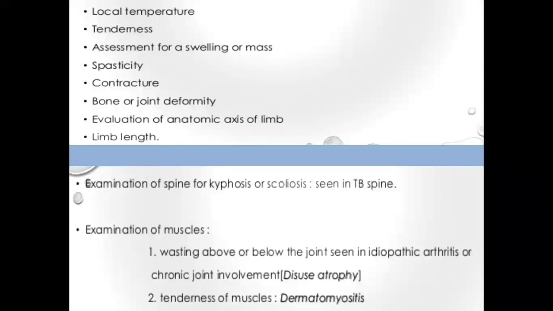In the joint, we examine the following: local temperature, tenderness, assessment of swelling or mass, spasticity, contracture, bone or joint deformity, evaluation of anatomic axis of limbs, and limb length. Examination of spine for kyphosis or scoliosis seen in TB, and examination of muscles. Wasting above or below the joint, seen in idiopathic arthritis or chronic joint involvement and disuse atrophy. And tenderness of muscles, dermatomyositis.